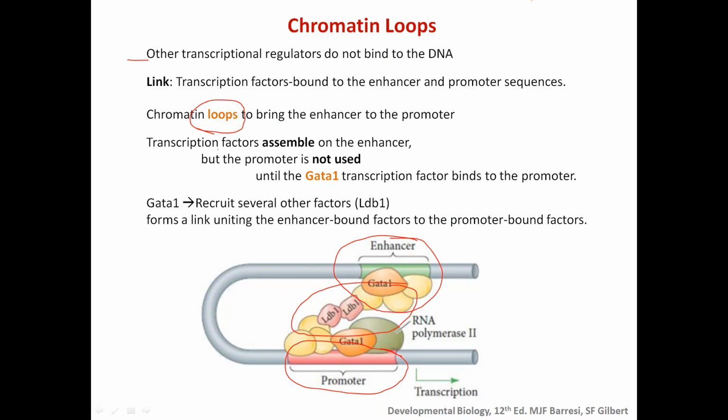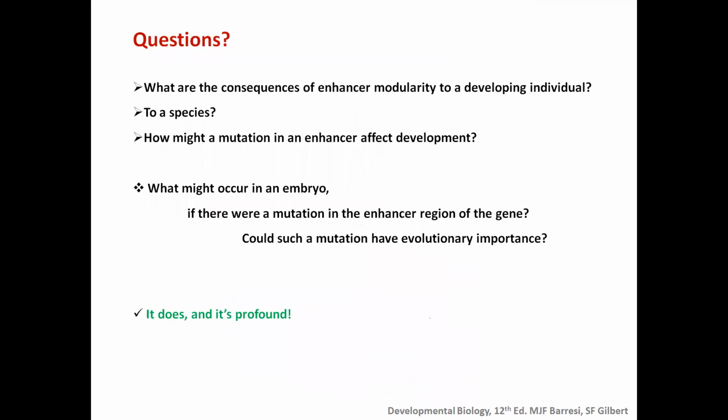The transcription factors assemble at the enhancer site, but until now the promoter is not in use. The promoter can only be used when the GATA1 transcription factor binds to it. So this is the GATA1. When it is bound to the promoter and the enhancer, then the promoter is in use. The GATA1 recruits the LDB1. So you can see this is the LDB1. It forms the bridge between the transcription factor associated with the enhancer and the transcription factor associated with the promoter.